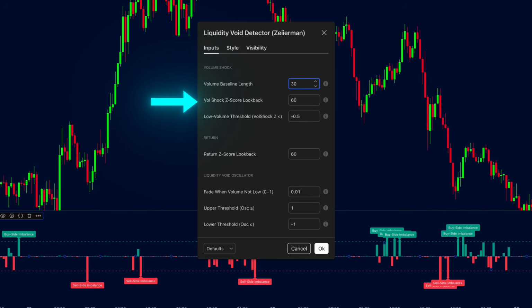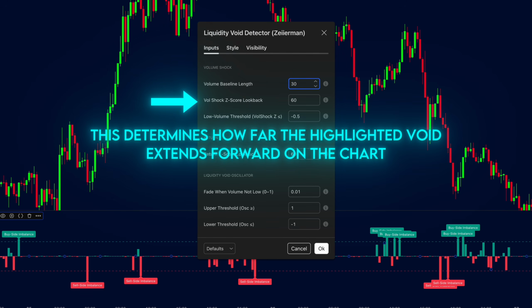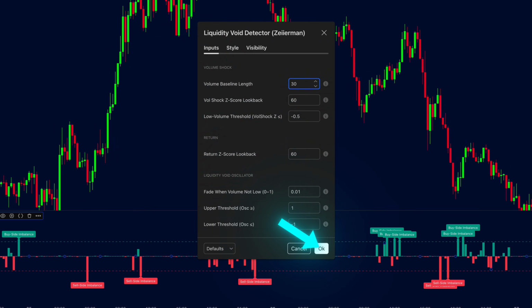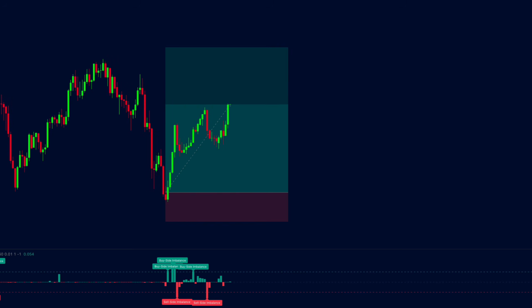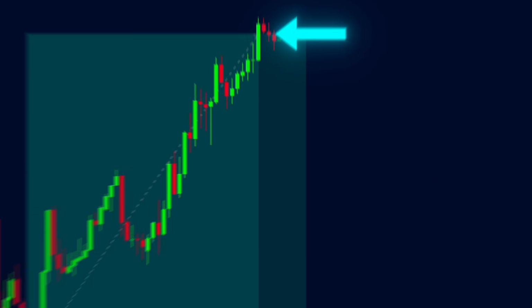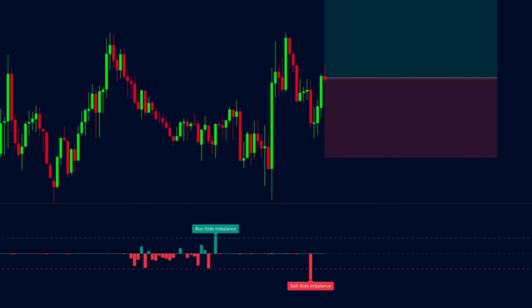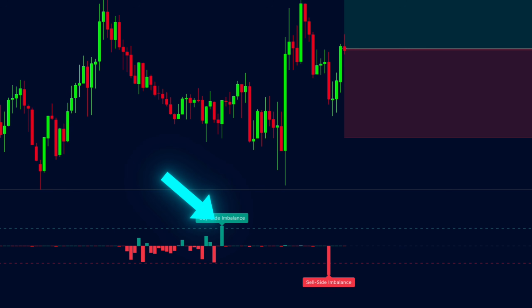Another setting controls zone extension. This determines how far the highlighted void extends forward on the chart. Once everything looks clear on the chart, click OK. Now, let's look at how traders often use these zones in practice. Long setup. First, identify a bullish price move that created a liquidity void below the current price. This usually happens when price accelerates upward very quickly. Once the void appears, you wait for price to retrace back toward that zone.